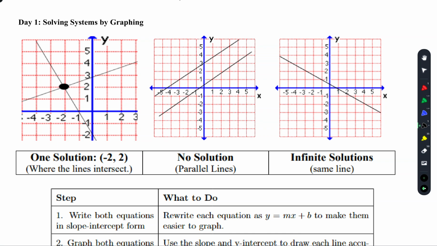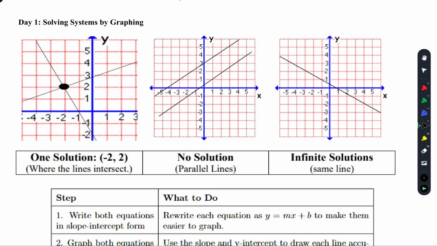Most of them intersect. I would say like 95%, even more than that, percent of lines intersect. Where they intersect is the answer. Okay, so that's the solution. It's just like the coordinate. So -2, 2, it's like x is -2, y is 2.